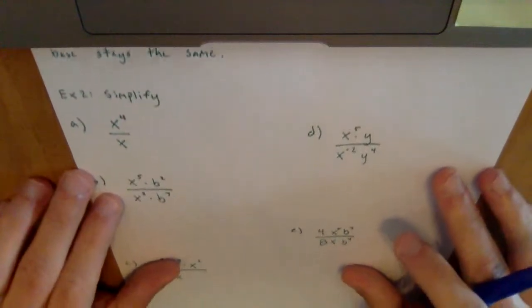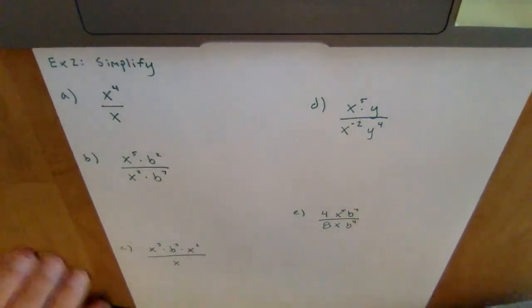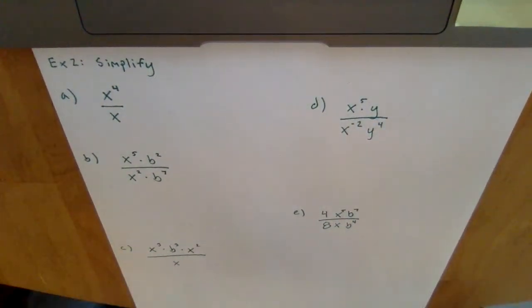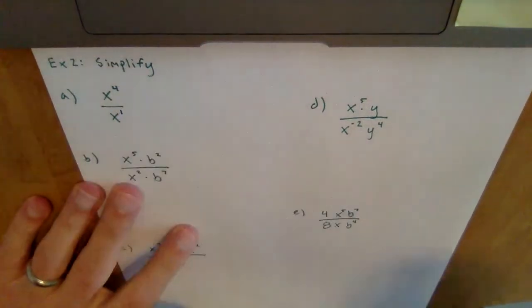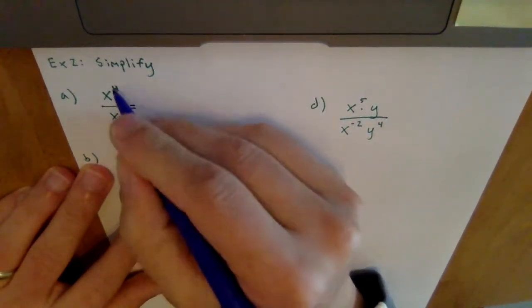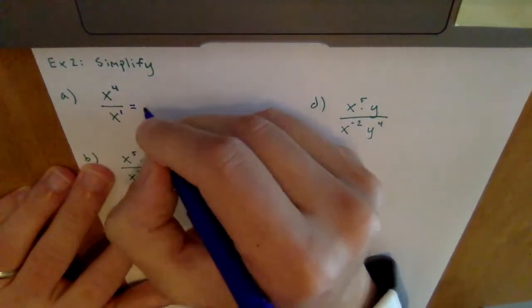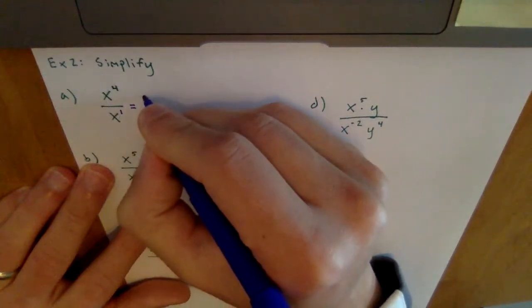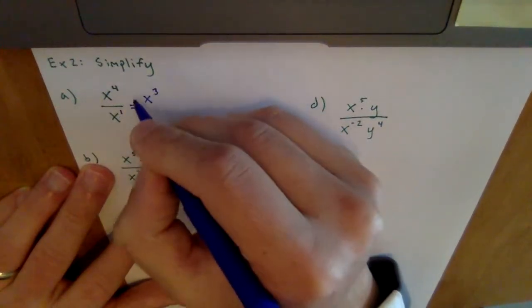Let's take a look at what it looks like here in example 2. Letter A has x to the fourth over x. Remember this x on the bottom is really just x to the first power. Since it's division, we go ahead and subtract the exponents. So this becomes 4 minus 1, gives me x to the third.